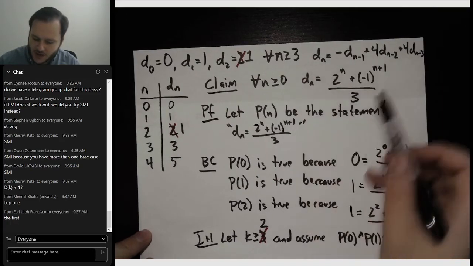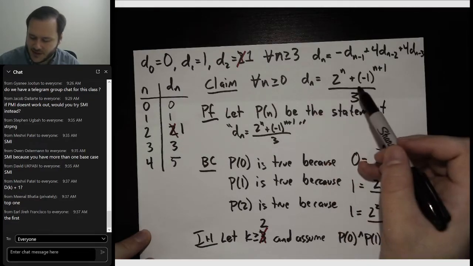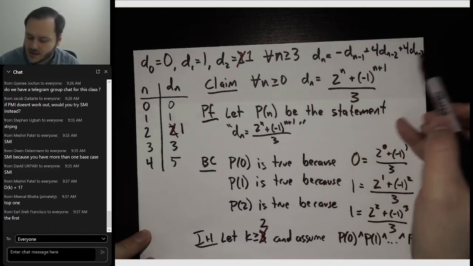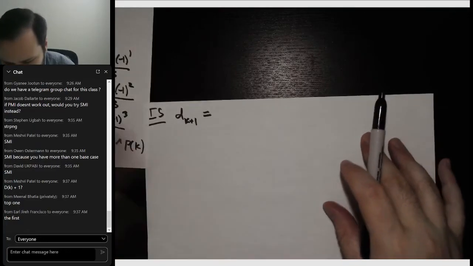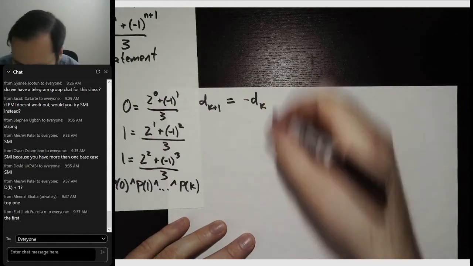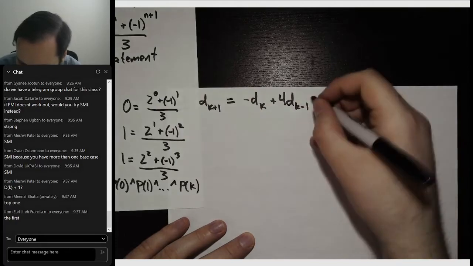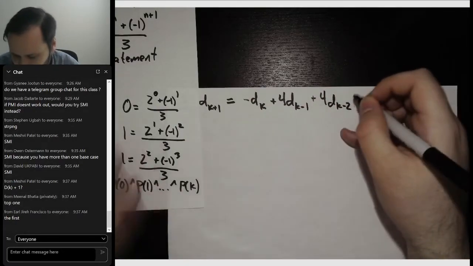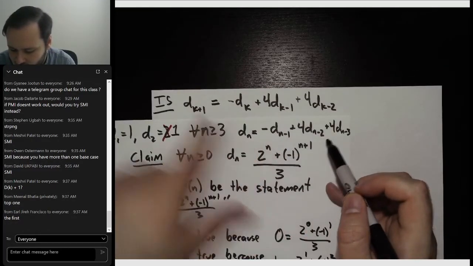Remember, this is what I'm trying to prove. So don't make the mistake of saying, this is equal to this. No, we don't know that yet. That's what we're trying to prove. What I know is I know the recursive formula. So I can write d of k plus 1 is equal to negative d of k plus 4 d of k minus 1 plus 4 d of k minus 2. Right? That's my formula here when I plug in k plus 1.